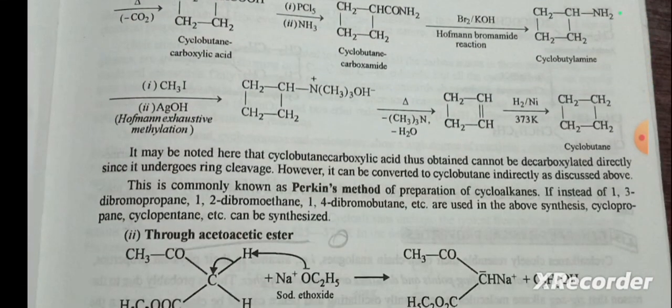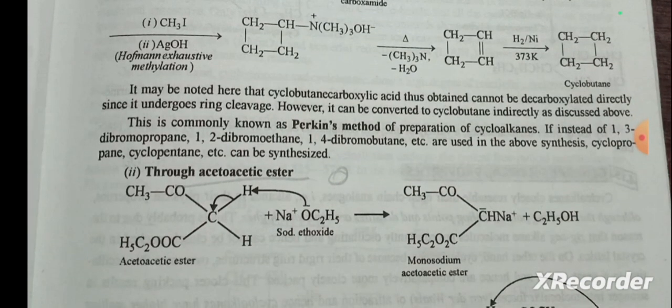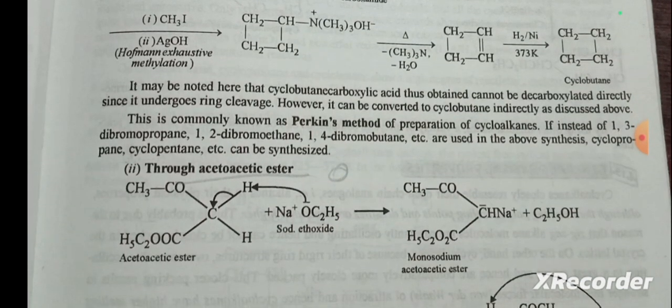It may be noted here that the cyclobutanecarboxylic acid thus obtained cannot be decarboxylated directly since it undergoes a ring cleavage. However, it can be converted to cyclobutane indirectly as discussed above. This is commonly known as the Perkin method of preparation of cycloalkanes.